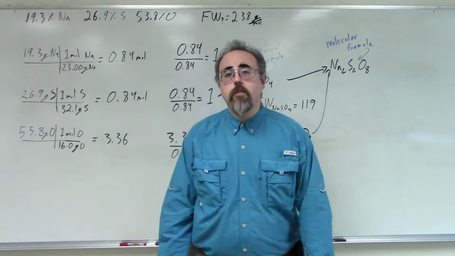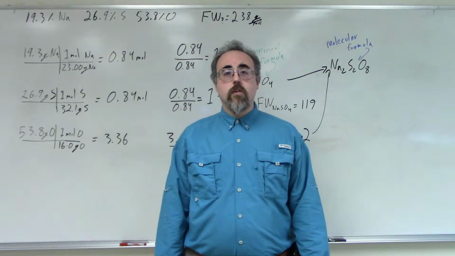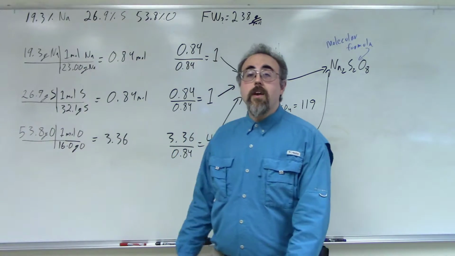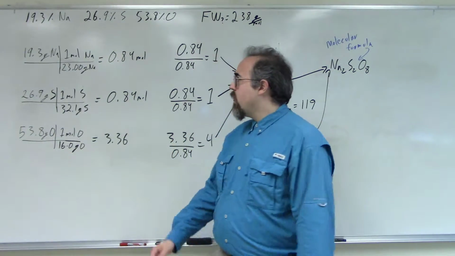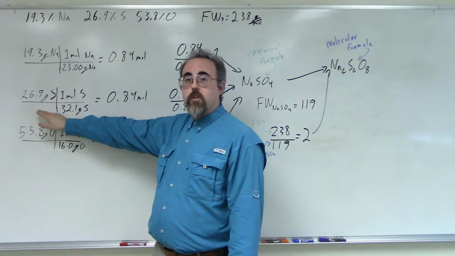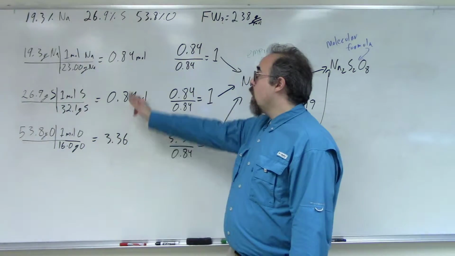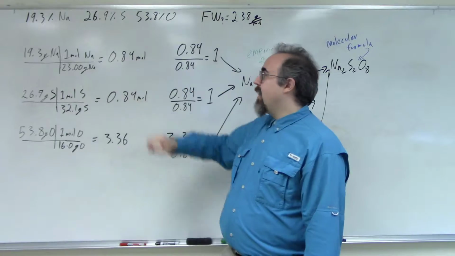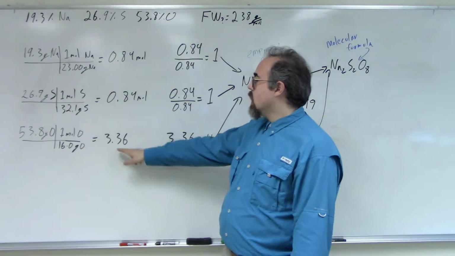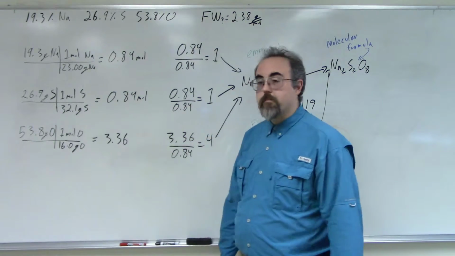Now, I can't work with percents directly, so instead I'm going to just assume that I have 100 grams. Or maybe pretend I have 100 grams is a better way of saying this. So if I were to have 100 grams, then that means I would have 19.3 grams of sodium, 26.9 grams of sulfur, and 53.8 grams of oxygen. Or, in other words, 0.84 moles of sodium, 0.84 moles of sulfur. Hey, look, they're the same. And 3.36 moles of oxygen.